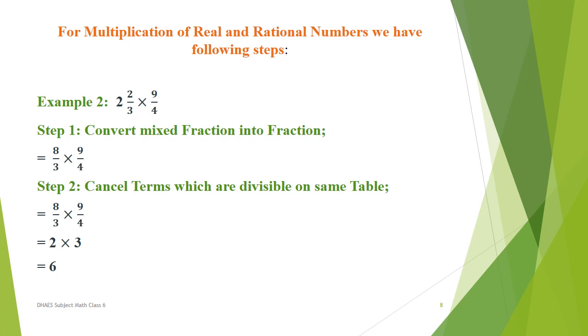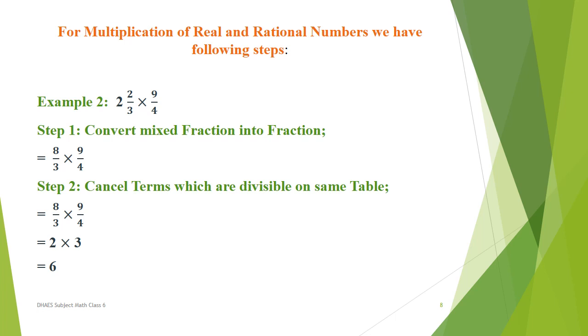The second step is to cancel terms which are divisible by the same table. How do you cancel these terms? Please check crosswise: two numbers are cancelled in the same table. In a fraction, two numbers are cancelled in the same table. For example, 8 over 3 is not cancelled in the same table, and 9 over 4 is not cancelled in the same table. But 8 and 4 crosswise are both cancelled in the same table. That is 4.